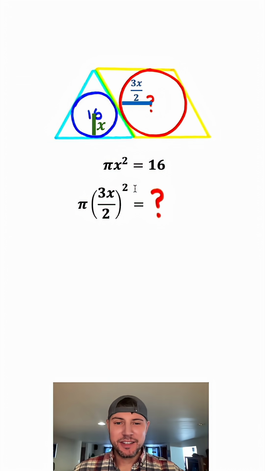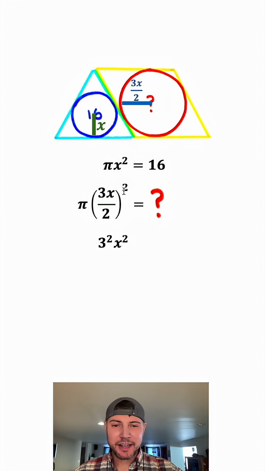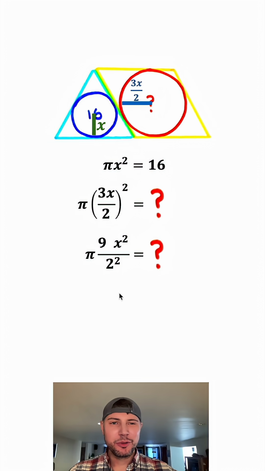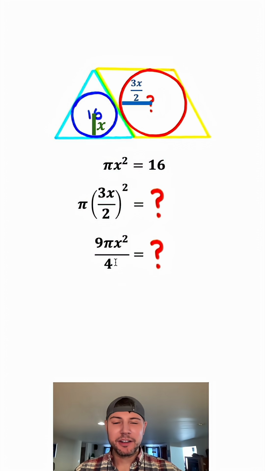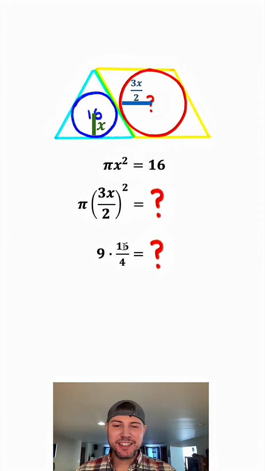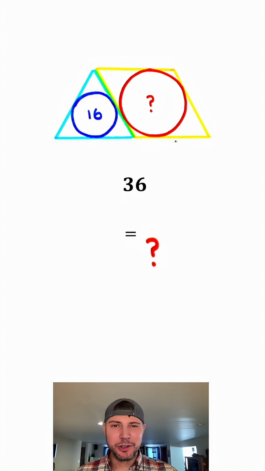Let's simplify this. This exponent will go to the 3, the x, and the 2. And then we can bring down the pi and the question mark. 3 squared is equal to 9, and 2 squared is equal to 4. And now let's rearrange things a little. Up here, we found that pi x squared was equal to 16. So in the place of pi x squared, let's plug in 16. And 16 divided by 4 is 4. And 9 times 4 is 36. So we have 36 is equal to question mark.